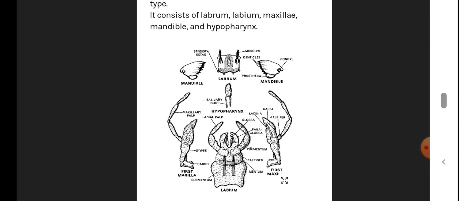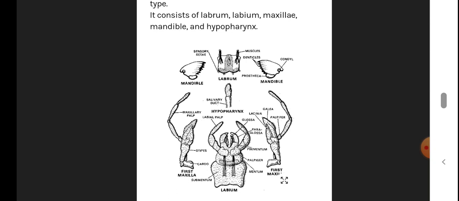You can see the middle, hypopharynx is kept. Hypopharynx is connected to the salivary duct. Hypopharynx is also referred to as the tongue of the frog. Hypopharynx is a very small structure. Then there is the labrum.